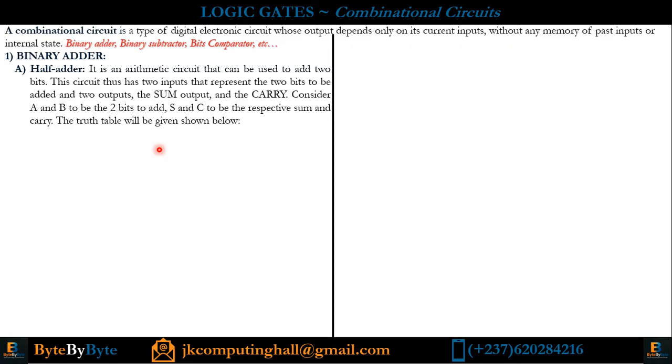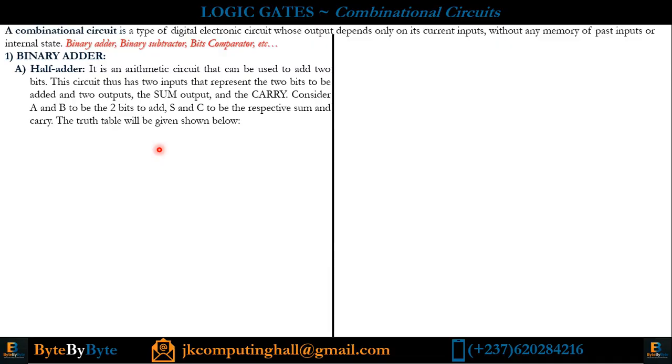Under binary adder, the first type that we are seeing is a half adder. It is an arithmetic circuit that can be used to add two bits. This circuit thus has two inputs that represent the two bits to be added and two outputs, the sum output and the carry. Consider A and B to be the two bits to add, S and C to be the respective sum and carry. The truth table will be given below.